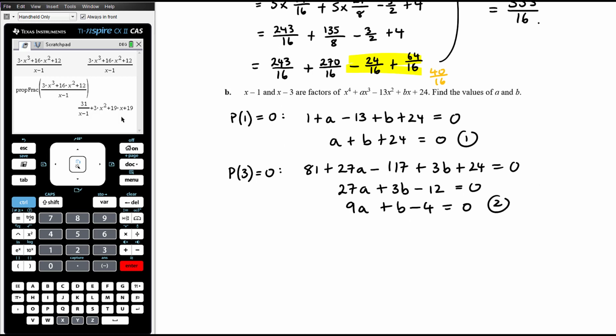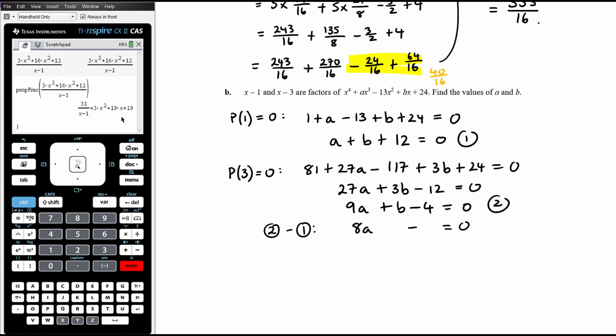Okay, so if we subtract these equations, the b's will eliminate. So let's do equation 2 minus equation 1. So 9a minus a leaves us with 8a. b minus b cancels that out. Negative 4 minus 24 is negative 28 equals 0. Oh, sorry, I've just realised, I'm pretty sure I said the right thing earlier, but I've written down the wrong thing. So in equation 1, sorry, that shouldn't be a plus 24 there, because it is 1 minus 13, which is negative 12, plus 24, which is positive 12. Sorry, I knew that answer wasn't quite right.